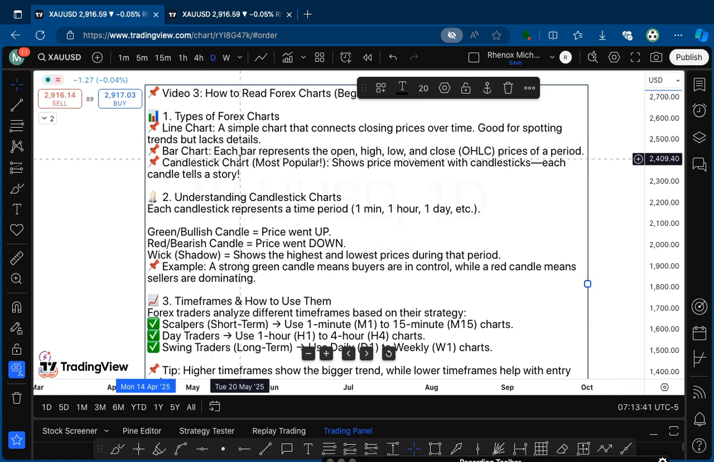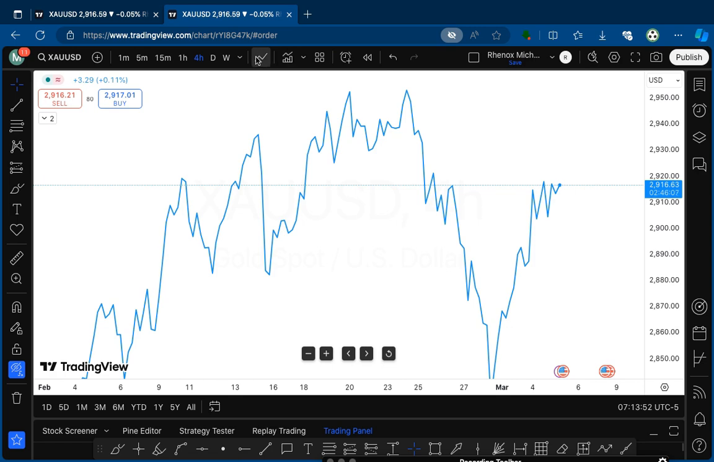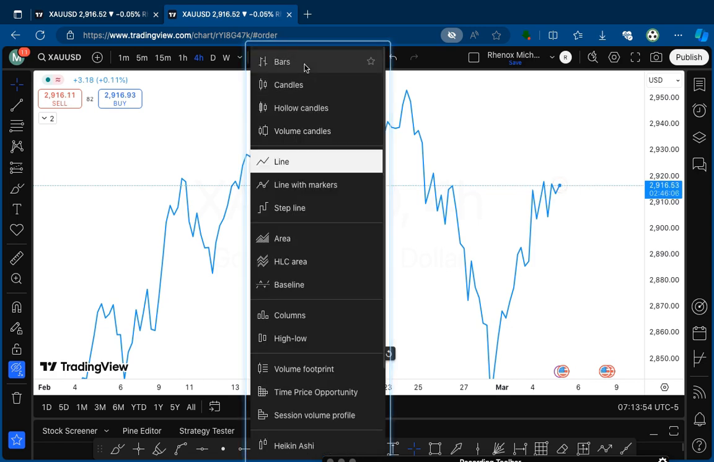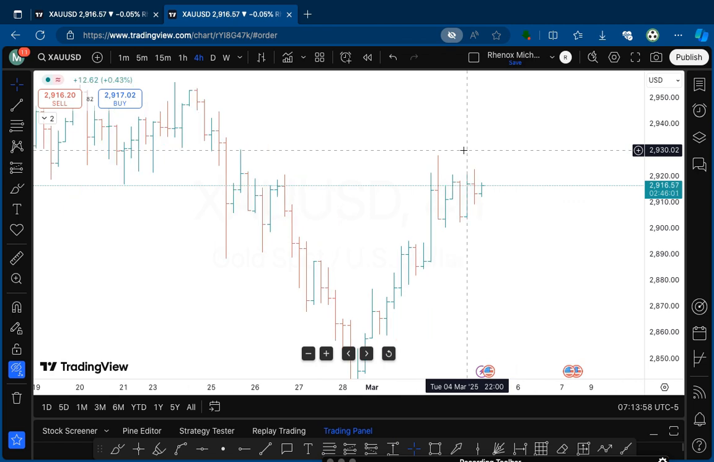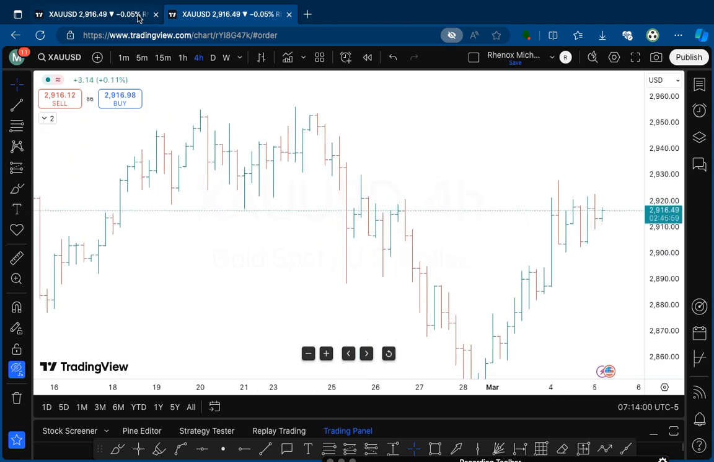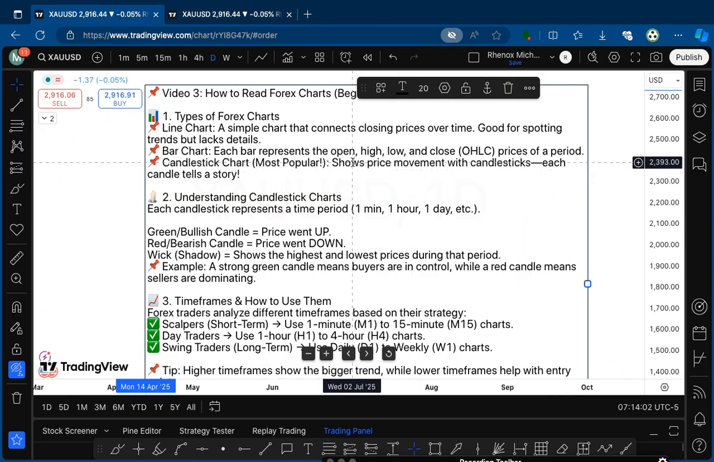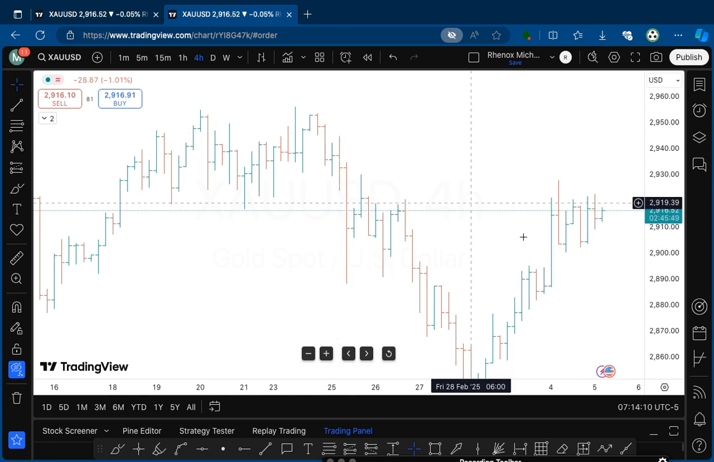Now the bar charts, each bar represents the open, high, low and close prices of a period. So for the bar chart, let's use the bar. Okay, now each of these represents the open price, the highest price, the lowest price, and then the close. Let me show you an example here.